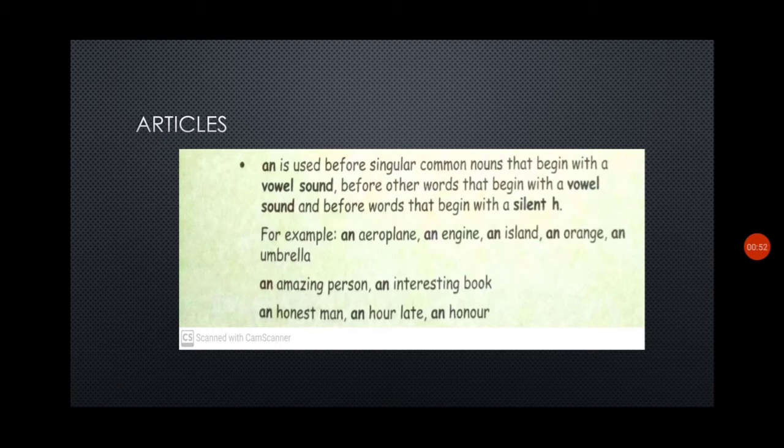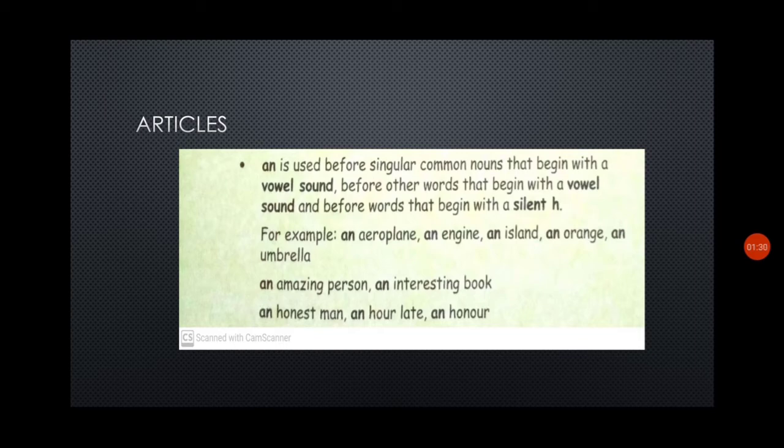So, an is used before a word beginning with a vowel sound, alright? I hope you all remember A, E, I, O, U are vowels, alright? So, an apple, an egg, an inkpot, an orange, an uncle, an Englishman, all these words have a vowel sound in the beginning, and therefore we use an. Alright? An is also used before a word beginning with a silent H. For example, an honest man.